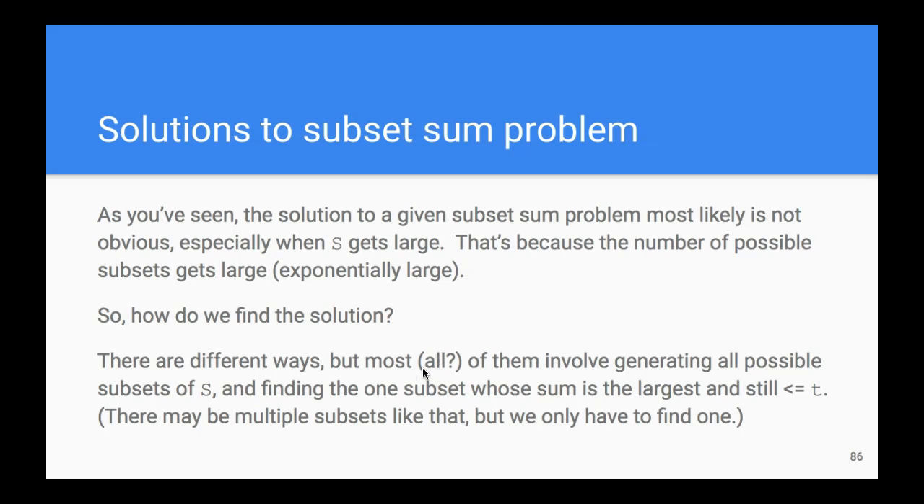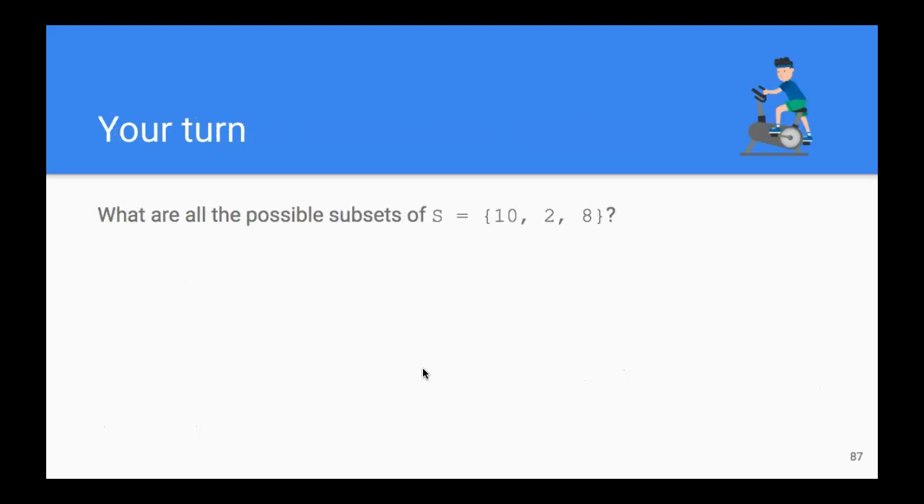There are many different solutions to the subset sum problem, but most of them, or all of them as far as I know, involve generating all possible subsets of S. Then after that, we figure out the sum for all of them and find the subset with the largest sum that is still less than or equal to the target. Now, there can be multiple subsets with the largest sum that is still less than or equal to t, but we only have to find one for our purpose.